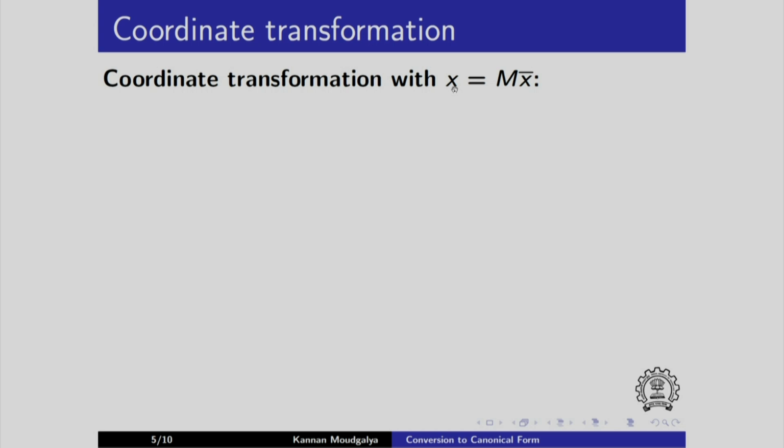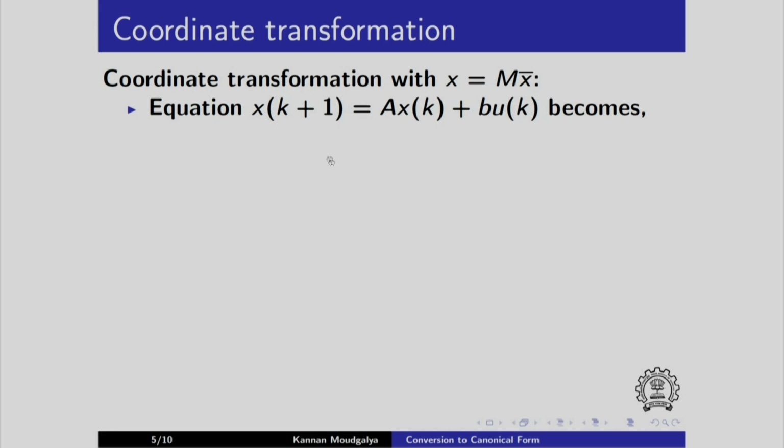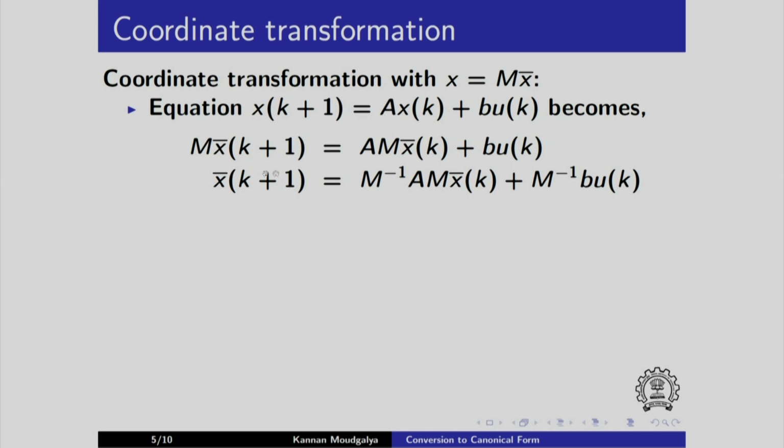We let the original vector x be the matrix M times x bar. So this state space equation becomes, in the place of x you put M x bar, and in the place of x once again you put x bar, here x bar of k, here it is x bar of k plus 1, plus B u of k. So we are not changing u, it is the same as before. Let me bring this M to the right hand side, so I get this expression on the right hand side.